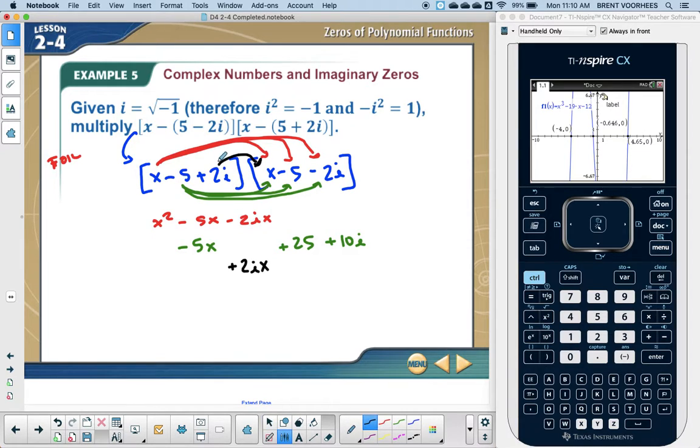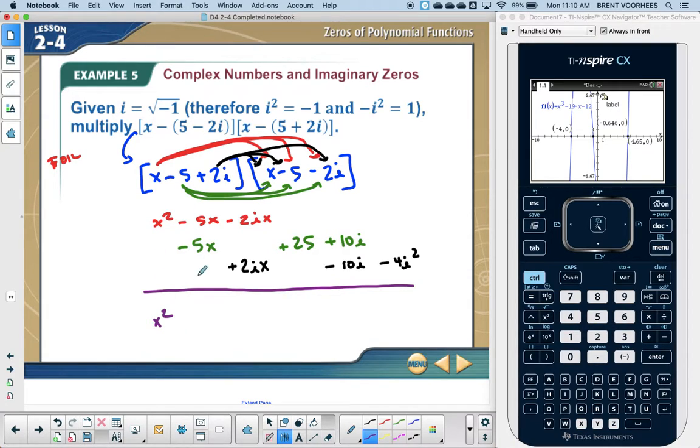And now 2i times negative 5 is a negative 10i. And then finally, 2i times negative 2i is a negative 4i squared. Now when I go to combine my like terms here, notice I have x squared minus 10x. These simplify, or they get removed. For the record, these also get removed.